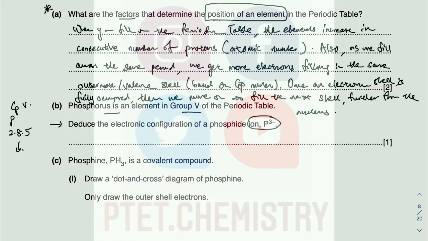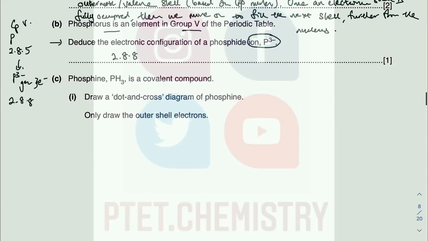When you get P3 minus, you gain 3 electrons, so it's 2, 8, 8. That is the electronic configuration of argon. That's why it gains the argon noble gas configuration. Next bit, you can think about this molecule. This is probably the easiest to think about. That's ammonia, NH3. It has 3 single N-H covalent bonds.